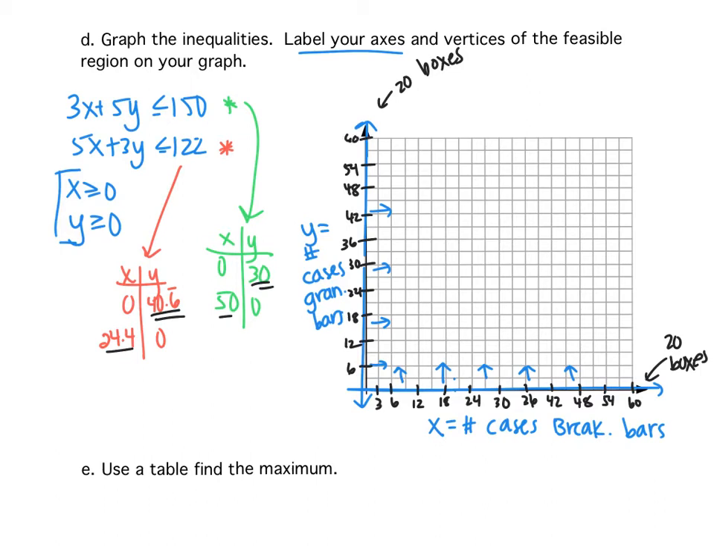Okay, I think we're ready to go now. I'm going to do those green ones first. So I have 0, 30, it's right here. And I have 50, 0, which is about here. Again, use a straight edge. If you don't use a straight edge, you're going to have a lot of problems.